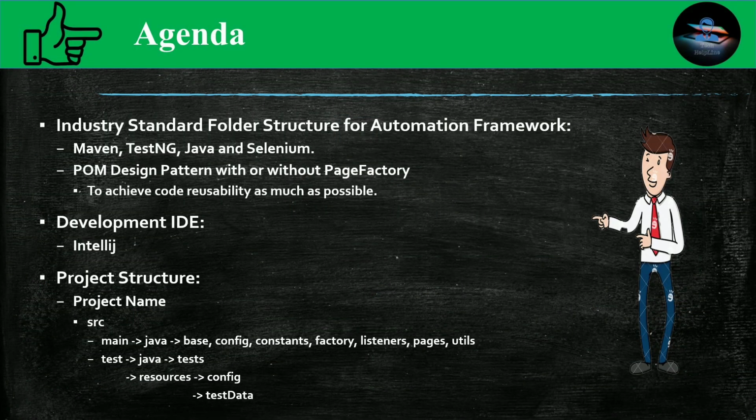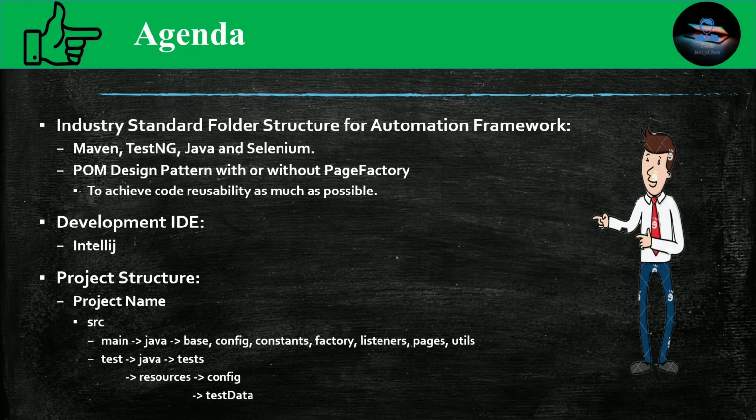We are going to create the industry standard folder structure for our automation framework. For that we are going to use Maven as a build tool, and for dependency management as well. We are going to create a Maven project instead of a normal project. We also have TestNG as a testing framework, Java as a programming language, and Selenium as an automation testing framework for automating our web pages and websites.